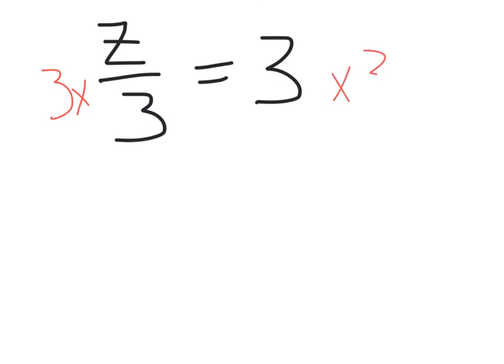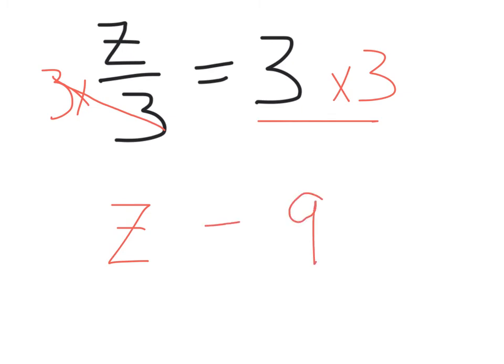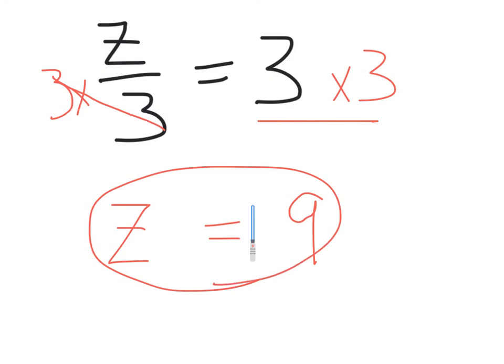Times 3 over here. Now z divided by 3 times 3, those are opposites. That's going to leave us with 1z, or just z. On the right side, we have 3 times 3, which equals 9, and a solution of z equals 9. If we wanted to test this back in the original, we get 9 for z. 9 divided by 3 does equal 3, and we have balance.